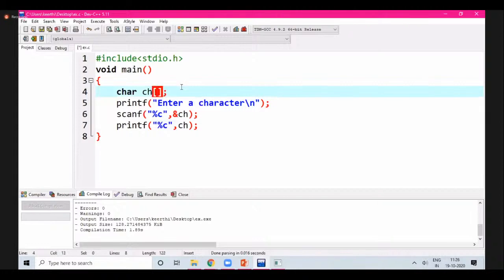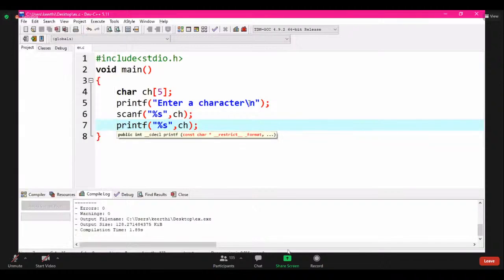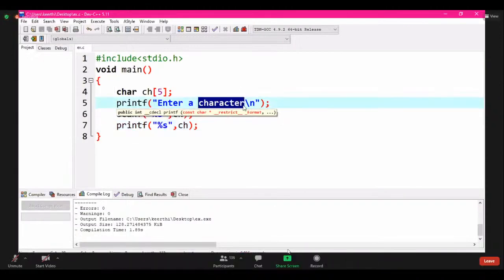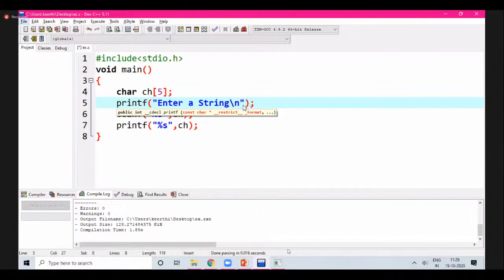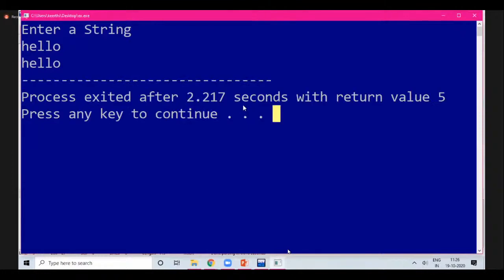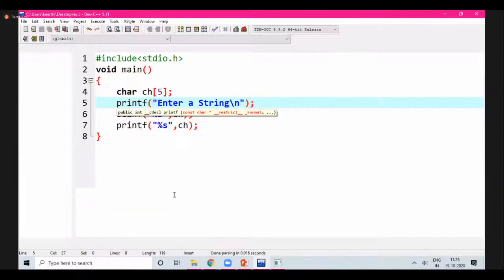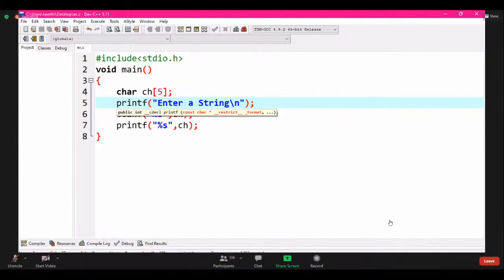Now here I can make a change. If I give ch a size of 5, now ch is not a character constant, it is acting as a string constant. Now instead of %c, I will be using %s. For strings, there is no need of using the address-of symbol. And to print, you can use %s. Instead of character, you modify it as string, so you get the same output. That is the difference between the single character constant and string constants.